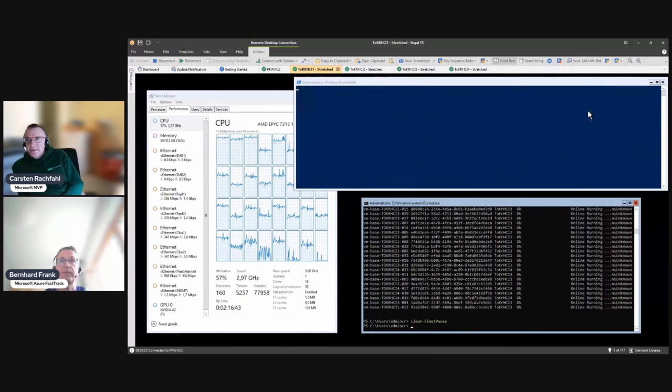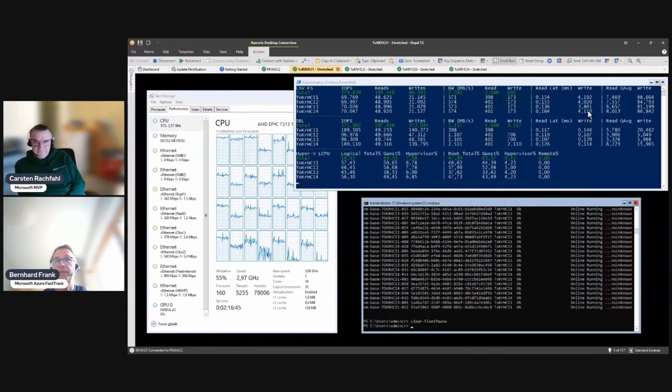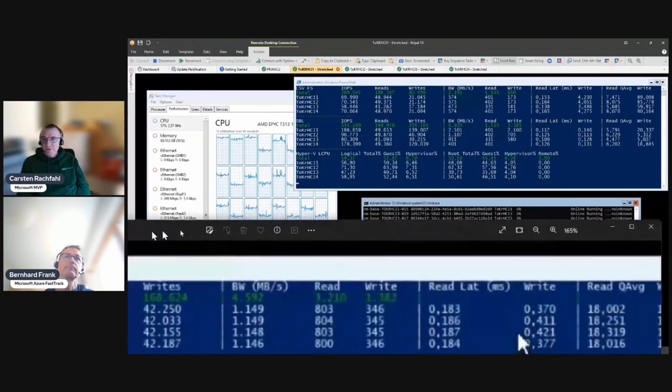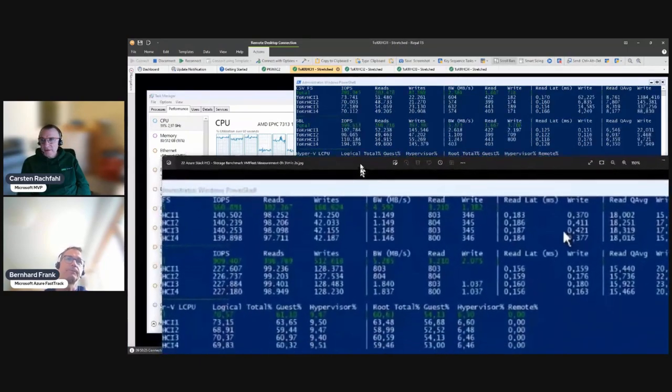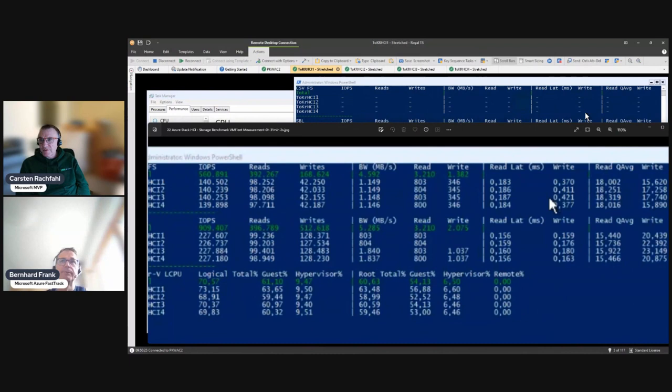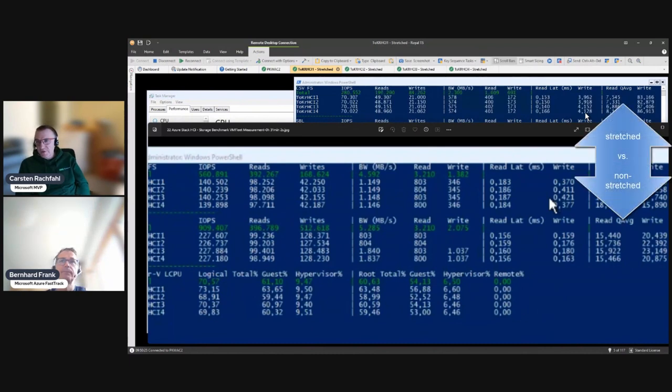The other thing is, the latency is much higher than it would be on a non-stretch system. If you compare it with the numbers we had in our non-stretch system, I still have them here handy. You see here, we had 0.4. Here we are at, let's say, a 4, if we close both eyes. Yeah, it's factor 10.